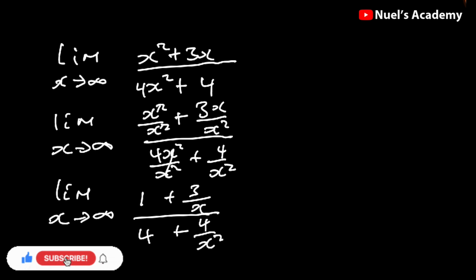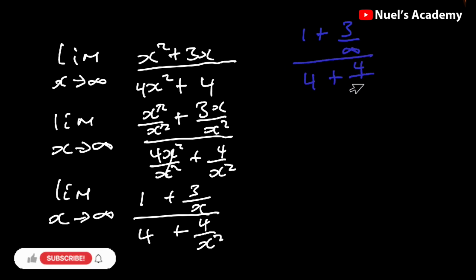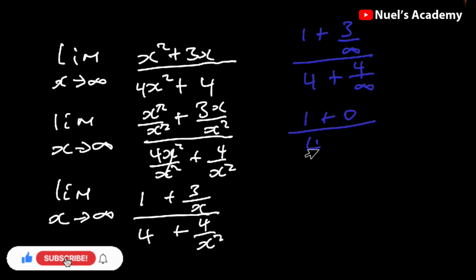So let's go ahead and plug in the limits. So we have 1 plus 3 over infinity over 4 plus 4 over infinity. So 1 plus 3 over infinity is 0, over 4 plus 4 over infinity is 0. So the final answer is equal to 1 over 4.